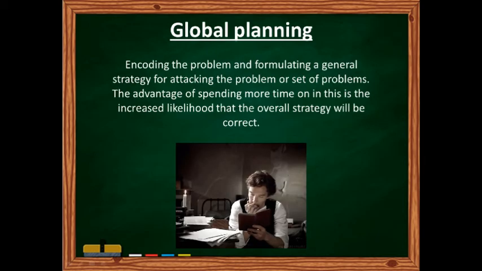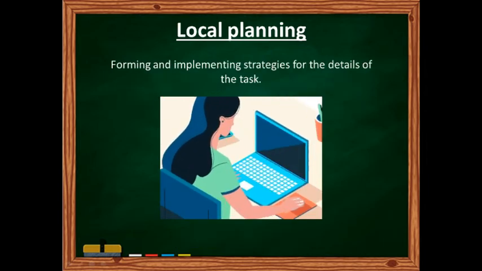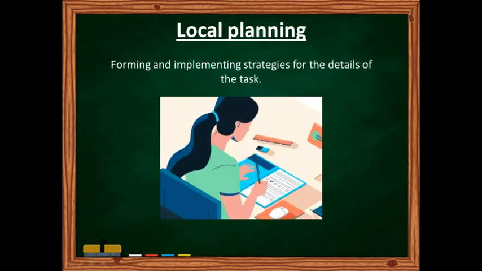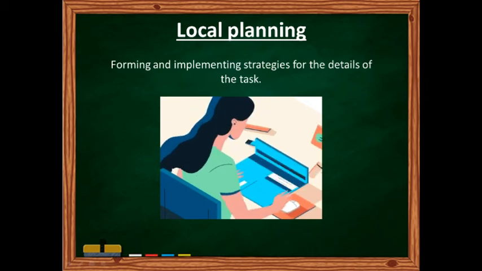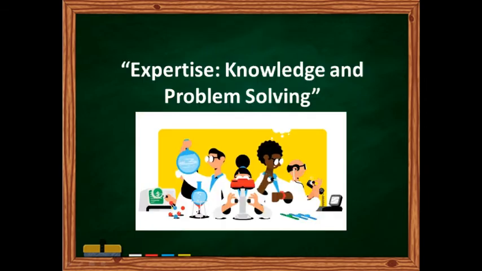Global planning. Encoding the problem and formulating a general strategy for attacking the problem or set of problems. The advantage of spending more time on it is the increased likelihood that the overall strategy will be correct. Local planning, forming and implementing strategies for the details of the task. More intelligent participants in traditional intelligence tests take more time on global planning.